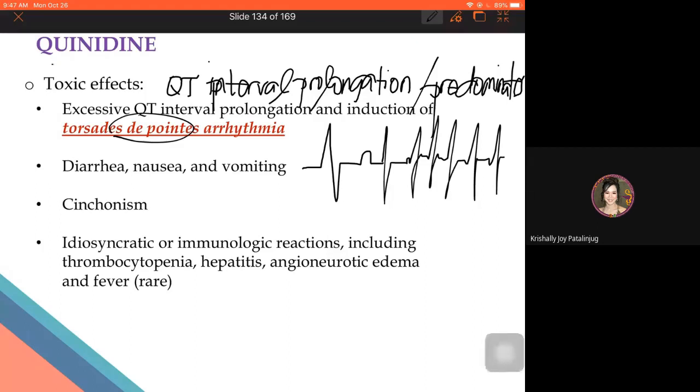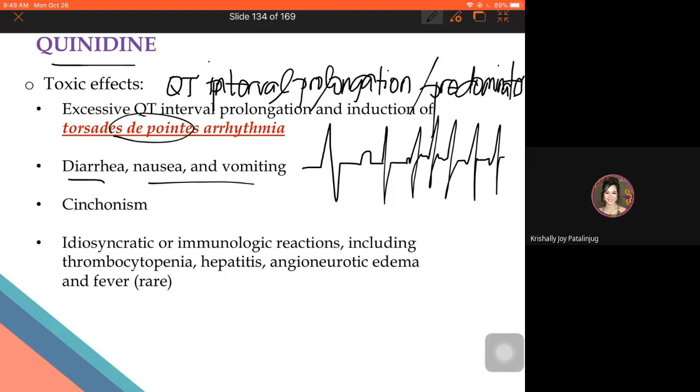Quinidine being an anti-arrhythmic, it can also potentially cause arrhythmia. Di ba? And aside from that, quinidine also causes diarrhea, nausea, and vomiting.